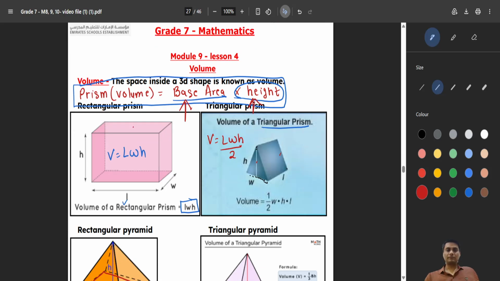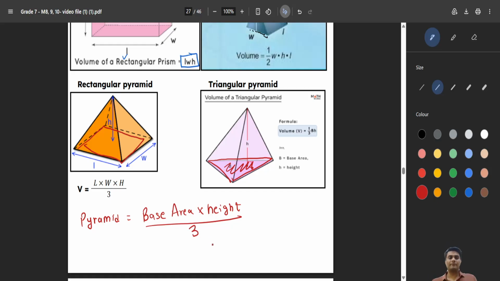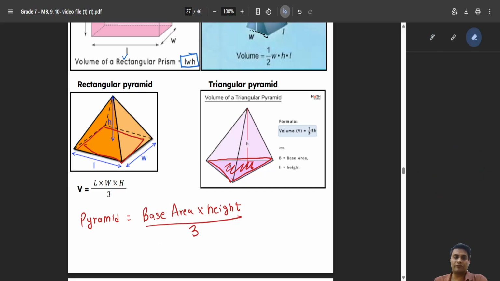Remember this. Now let us come to the pyramid. In the pyramid, the basic formula is base area times height divided by 3. Okay, now this is the basic formula that you have to understand. Remember that base area times height divided by 3.